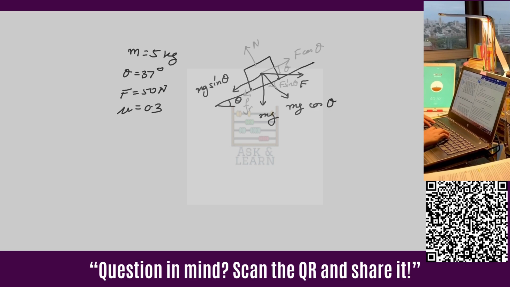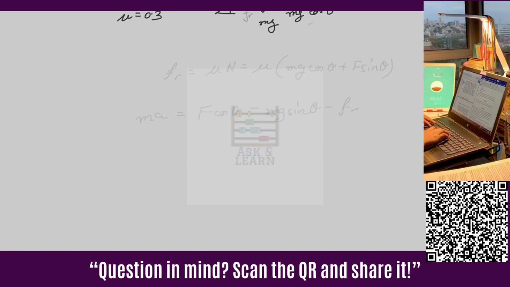Now first you have to calculate the frictional force. To calculate the frictional force, you will have mu times the normal reaction, and here mu times the normal reaction will be mu times mg cos theta plus f sine theta. On the other hand, you can write the net force, mass times acceleration, ma, will be equal to f cos theta minus mg sine theta minus the frictional force, right?